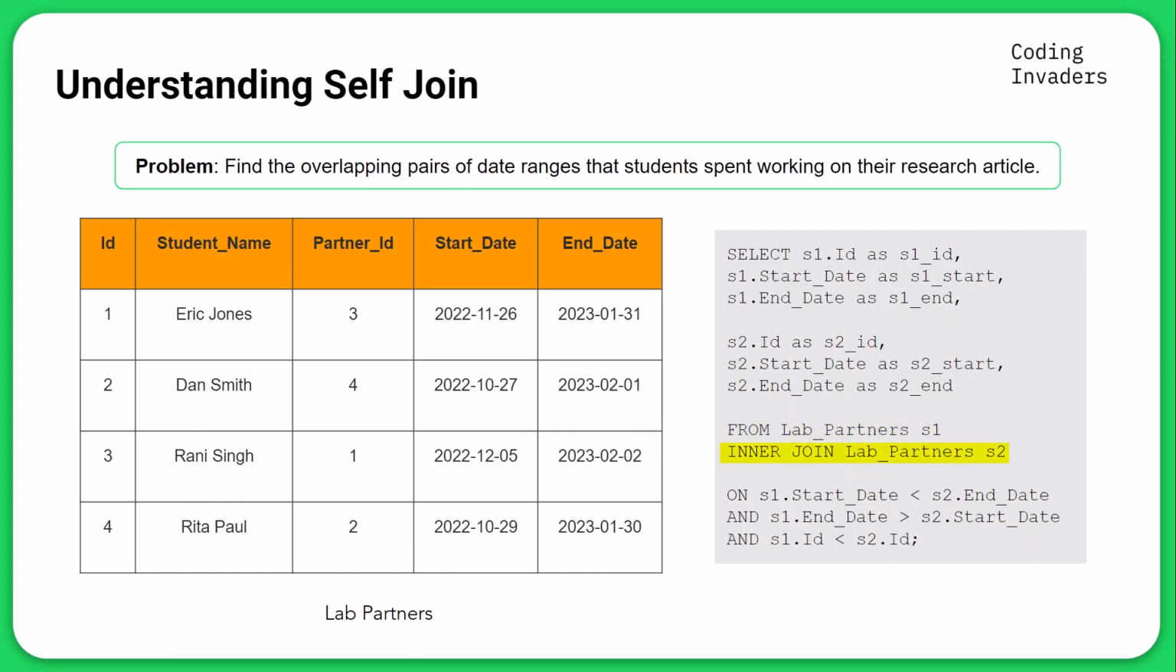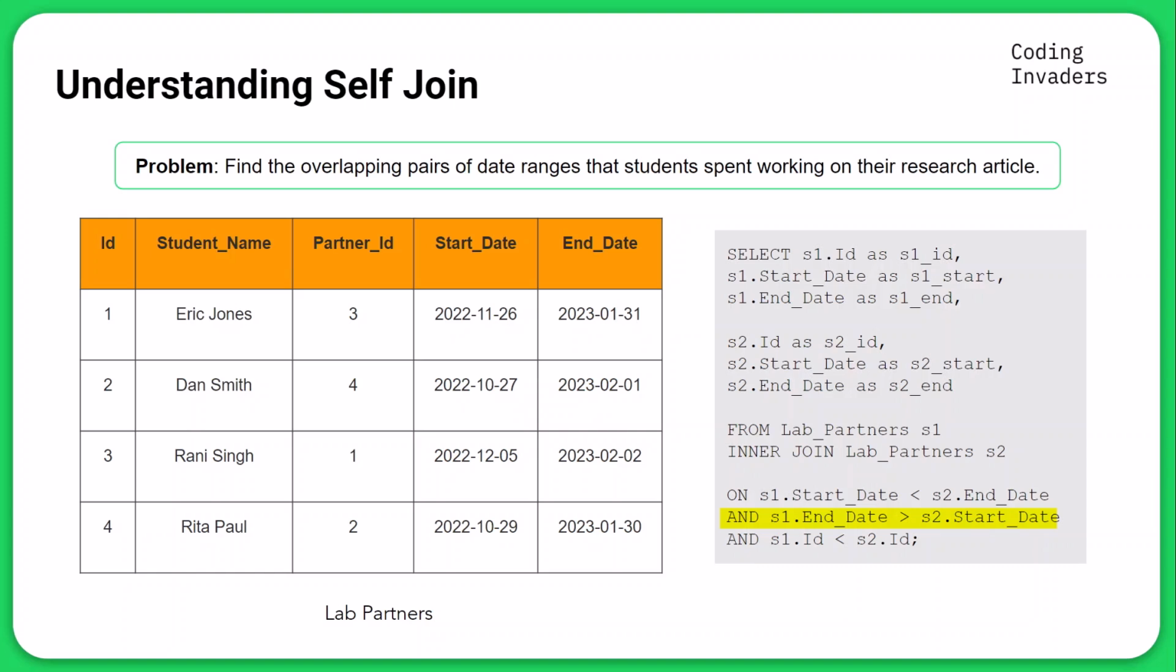Inner join with lab partners, which is aliased as S2. And the next three columns we are taking from S2, that is lab partners aliased as S2. Now, what is the joining condition? The joining condition says on s1.startDate is less than s2.endDate. It means your second table end date is greater than your first table start date. First, this condition: if the end date is greater, definitely that second table row is coming into the date range. As well as s1.endDate is greater than s2.startDate.